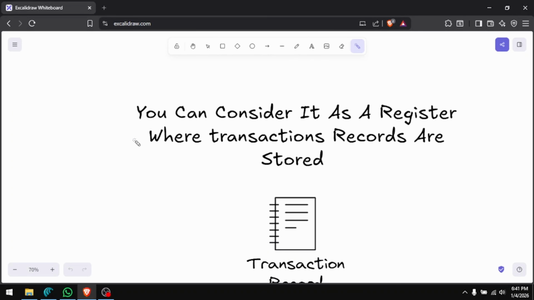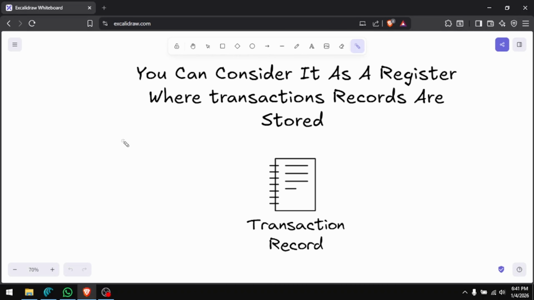Now, we must understand what blockchain is. We can consider blockchain as a collection of records where you store your transactions. In the old times, your parents might have had a notebook where they would write down their expenses, how much money they have spent on something, and so on. You can consider a block of a blockchain as that notebook where people write their transactions and records. Now, how does a block turn into a blockchain?